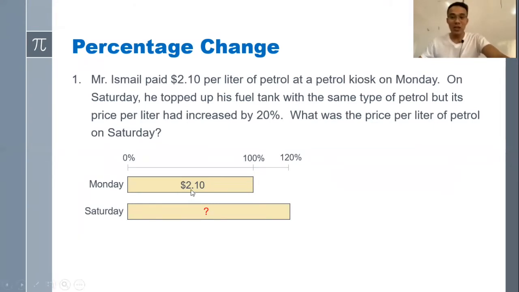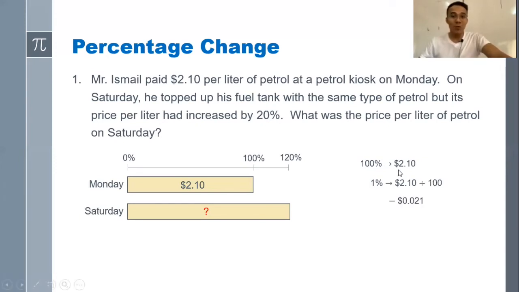It says here $2.10, and this $2.10 represents the 100%. So we have 100%, $2.10. This is what I've been telling you. After writing the first step, you always have to get 1 unit or 1% in this case. Okay, that's the basic procedure in solving a problem.